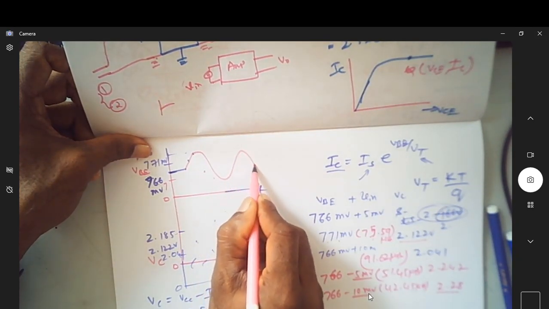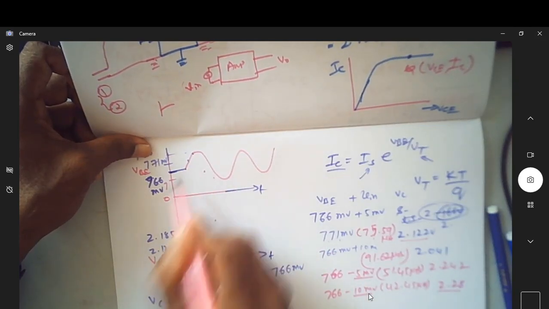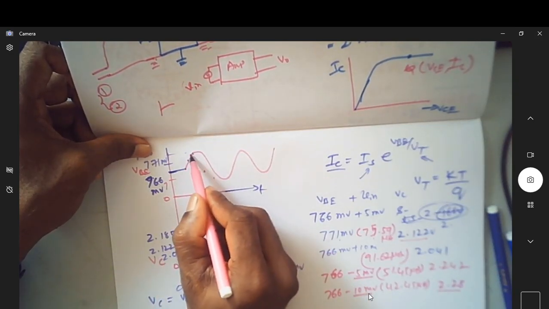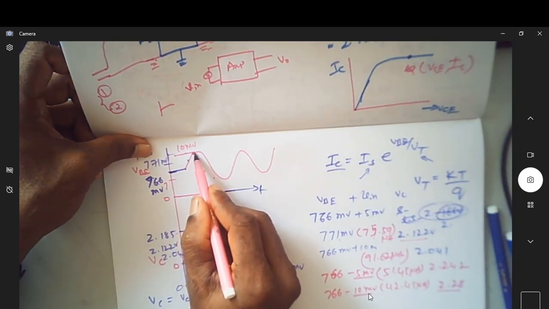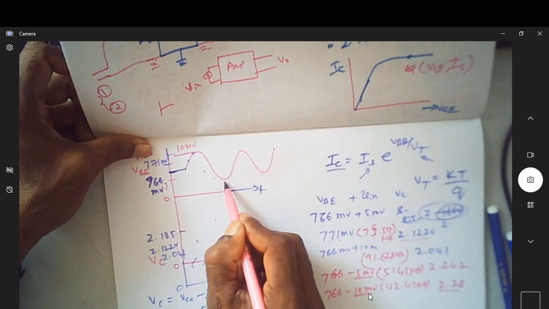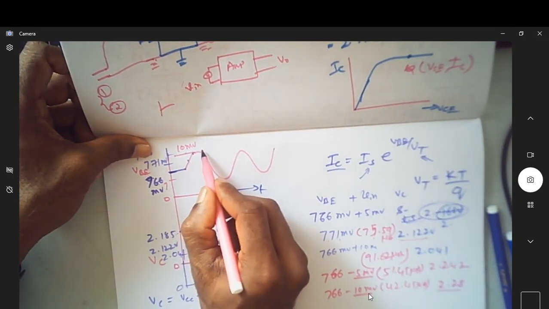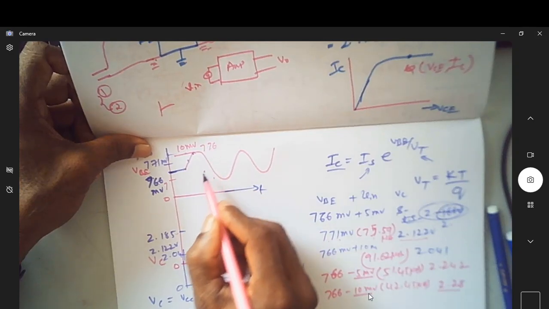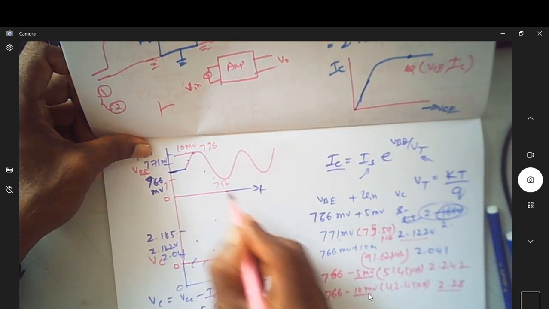This is a sine wave, how it is varying. With respect to time, it keeps on changing. Let us assume that the amplitude of the sine wave is 10 millivolt. You can see it goes above from 766, and you can see it goes below. So when it goes plus 10 millivolt, it is 776. When it goes 10 millivolt down, is it not 756?